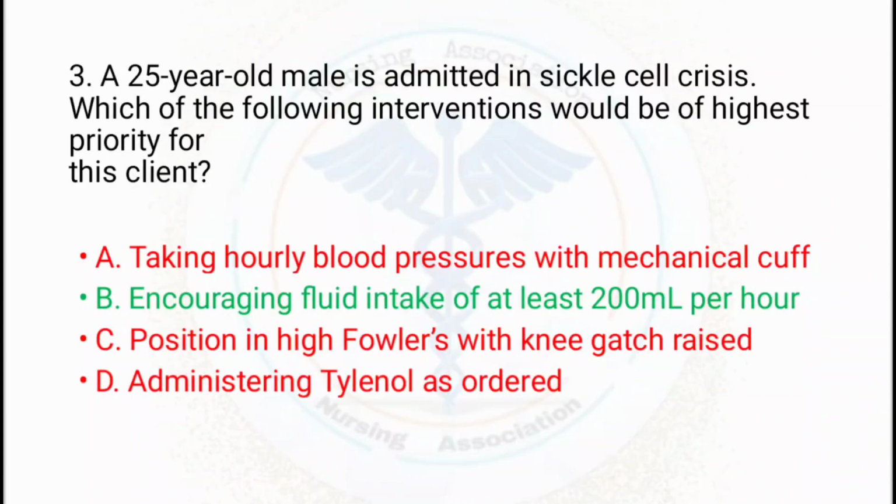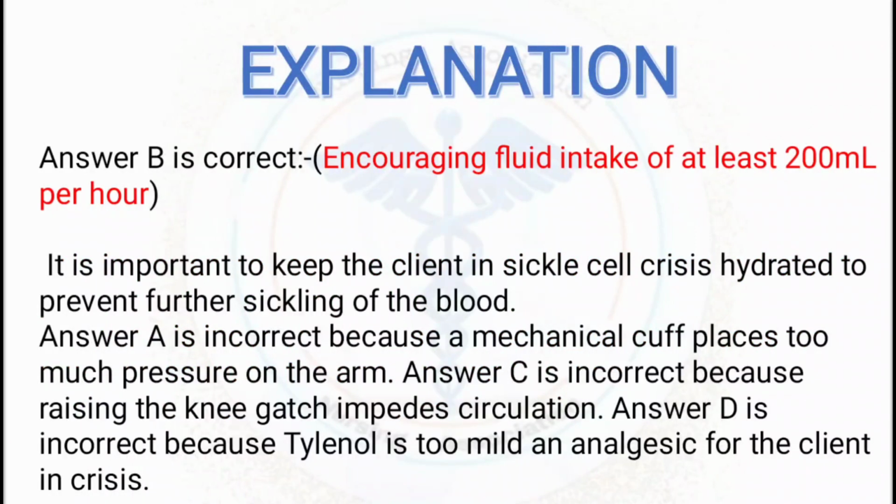And why are the other three wrong? Let's see. Answer A is incorrect because the mechanical cuff places too much pressure on the arm, so that is not applicable. It means it is not the priority. Answer C is incorrect because raising the knee gatch impedes the circulation, that would be fatal for the patient. And answer D is incorrect because Tylenol is too mild an analgesic for this client, and Tylenol is not so useful for this client in this crisis.